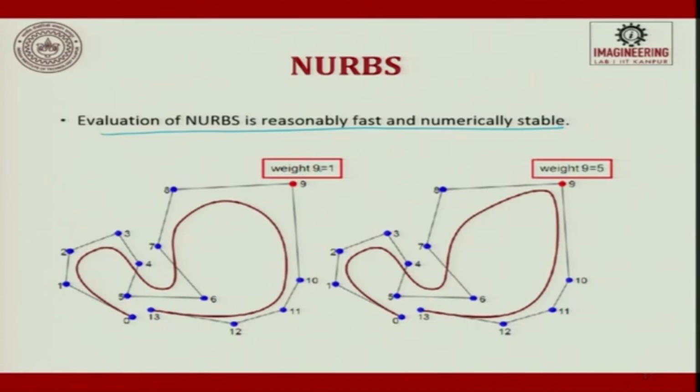So, if weight 9 is equal to 1, the curve looks like this. If the weight 9 is equal to 5, then you can see how the curve changes. When 9 equals 1, the curve gives this weightage. When 9 equals 5, you see how the curve shifts only in this patch and the rest of it is very stable. This is very important when we do geometric modeling of real life surfaces.